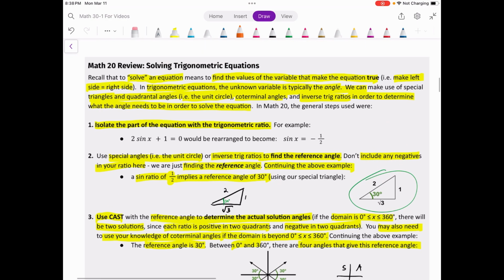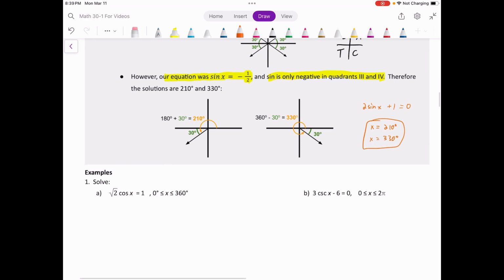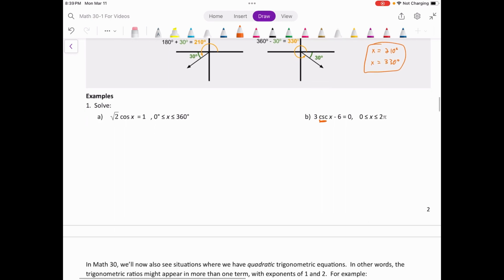Okay, it didn't specify that here. For this example, we'll just say for 0 to 360. I should probably add that into the notes. Okay, so let's try out some examples, some Math 20 type examples, except this one has a cosecant, but very similar to ones you would have seen in Math 20 to get back in the swing of it.